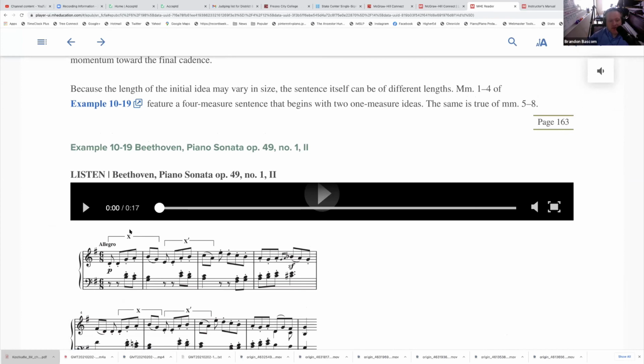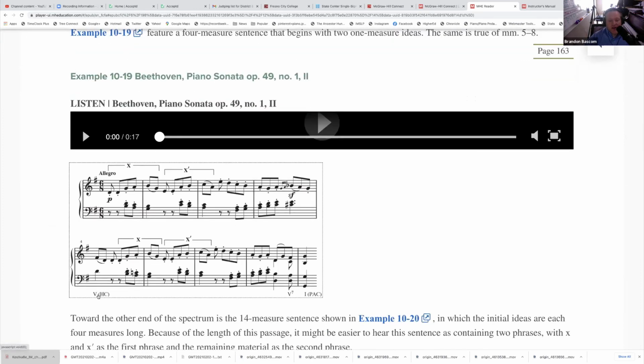But the idea never cadences. The idea prime never cadences. We cadence at the end of the phrase. So they're saying it's one whole thing, where a period has 2 phrases, both of which cadence. So the cadence is the clue, the differentiator. Does that make sense? Okay.